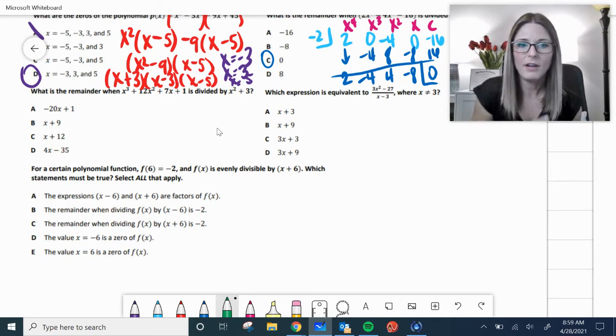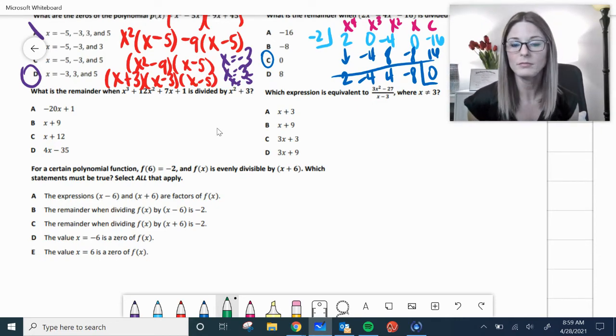Next one, what is the remainder of the polynomial when it's divided by x squared plus 3? Well, I've got bad news.